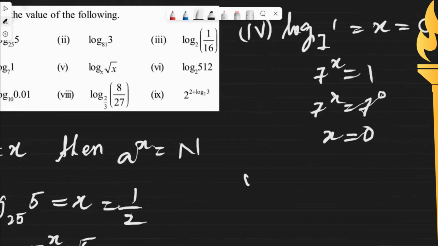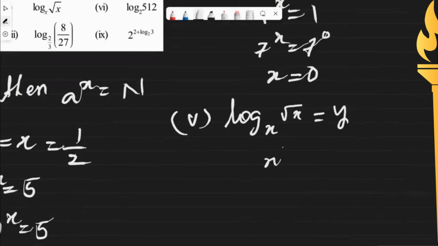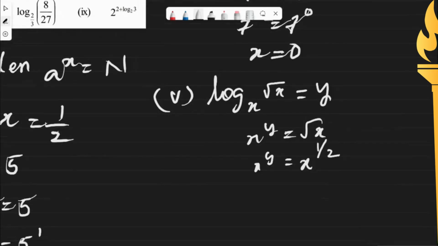Next, fifth one, we have log root x base x. Let it be equal to y this time because we shouldn't have any confusion. So x power y is equal to root x. This root x can be written as x power 1 by 2. Root x equal to x power 1 by 2. Bases are equal, equate powers. So y equal to 1 by 2. So log root x base x equal to 1 by 2.